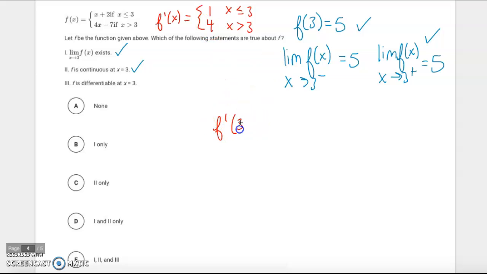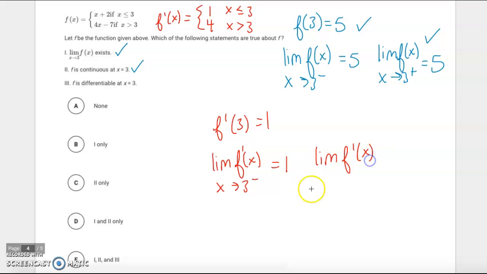So f prime of 3 would be 1. My left-hand limit would also be 1, but then automatically, what's my right-hand limit going to be? Because they're just numbers, so I don't actually have to calculate anything. My right-hand limit would be 4. Fail. So our limit exists, our function is continuous, but it's not differentiable. So we would say 1 and 2 only.